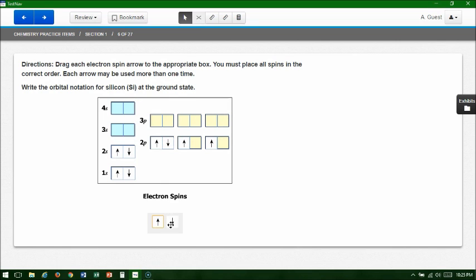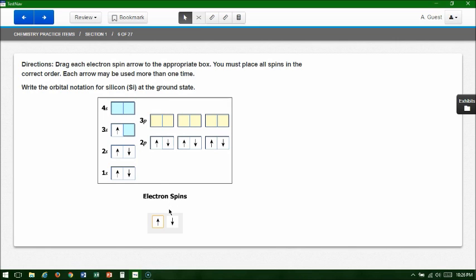This would be oxygen, fluorine, and neon. So we've obeyed the Pauli exclusion principle by having 2 electrons with opposite spins in the same orbital. We obeyed Hund's rule by putting 1 electron in separate orbitals on the same sublevel before doubling up. Now we're going to obey the Aufbau principle and put the next available electron into the lowest empty orbital.